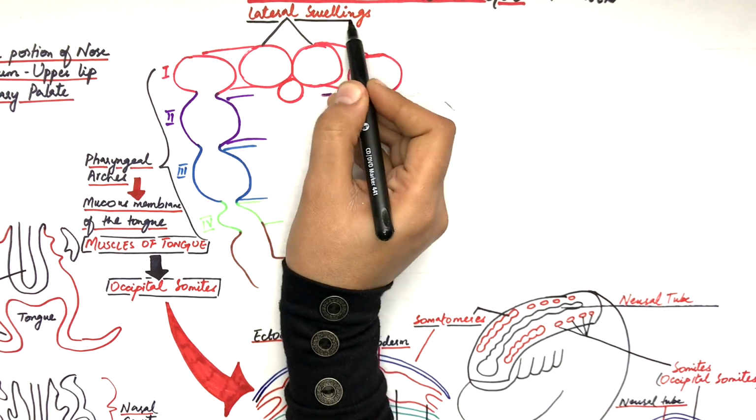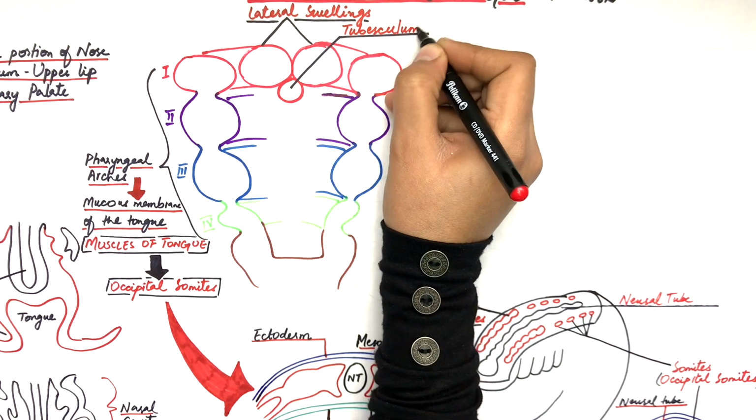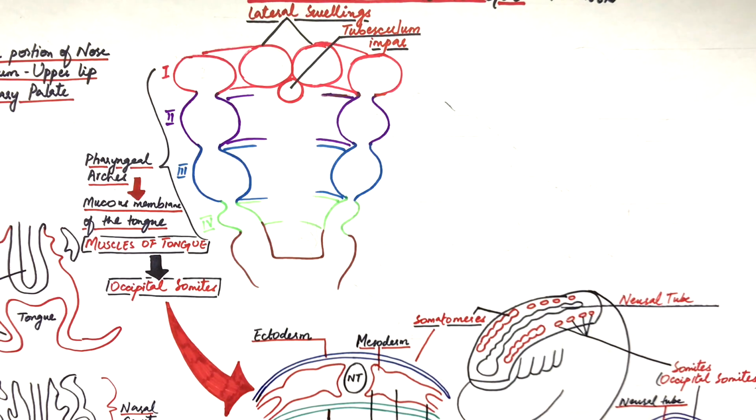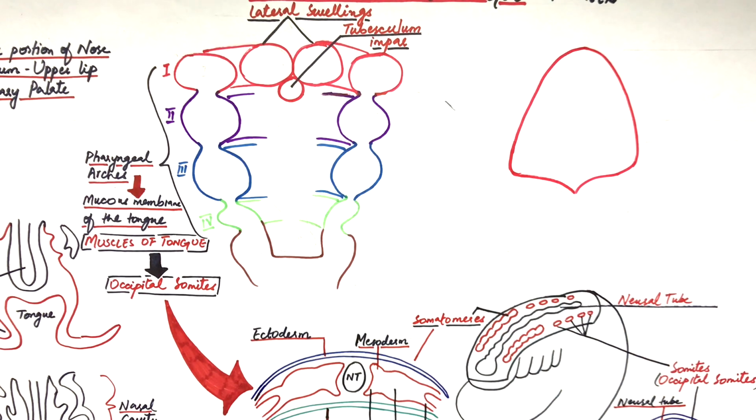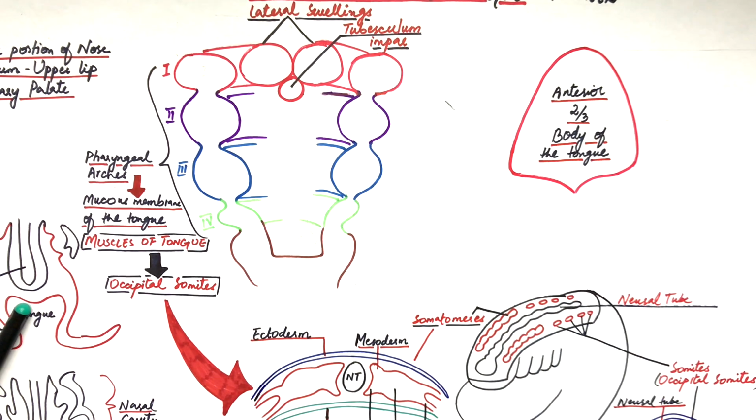This median swelling is flanked by 2 other lateral swellings which also arise from the first arch. These lateral swellings soon enlarge and fuse with each other and with the tuberculum impar to form the mucous membrane of the anterior 2/3 or body of the tongue. And as the anterior 2/3 of the tongue is formed from the swellings derived from the first arch, it will be innervated by the nerve of the first arch, which is the trigeminal nerve.